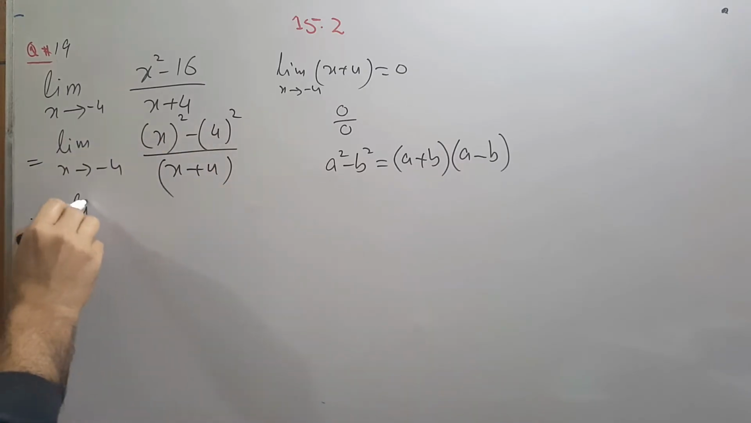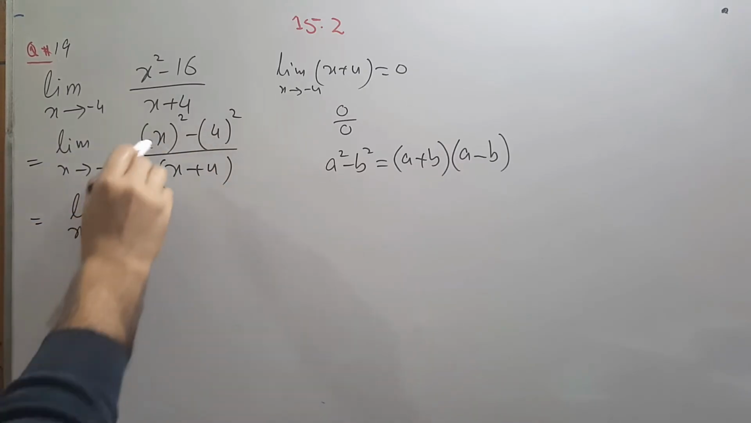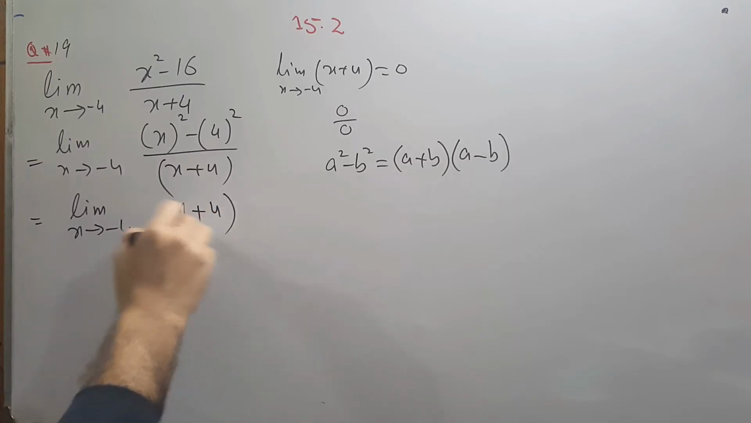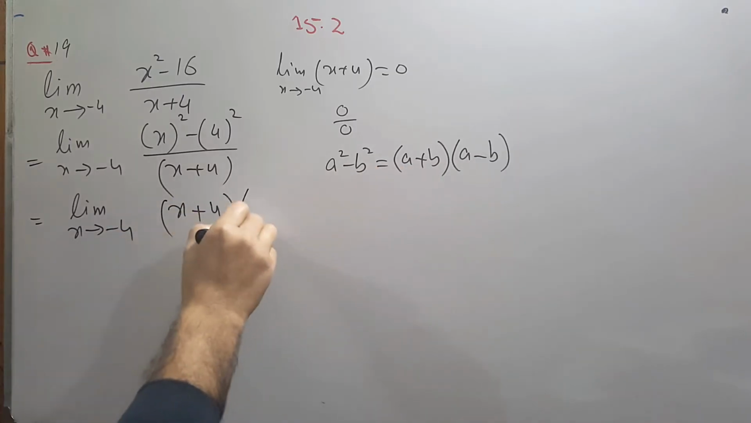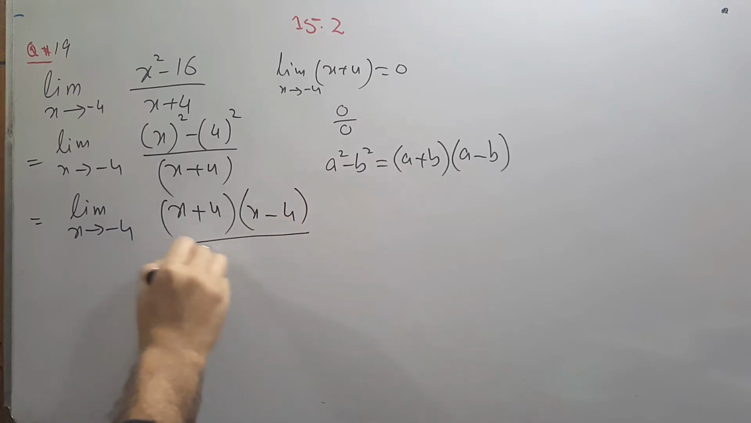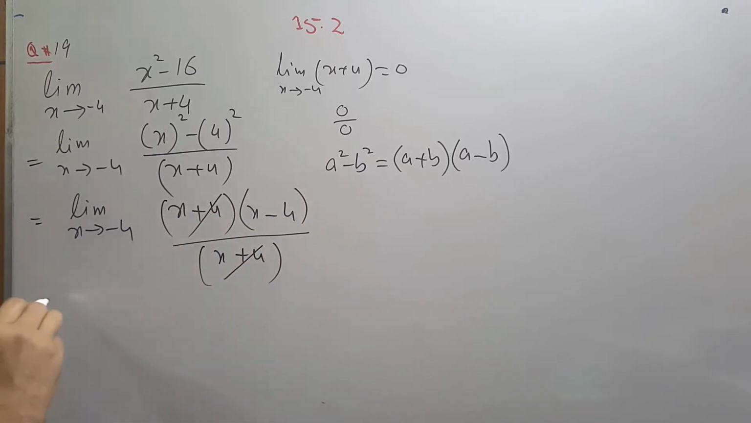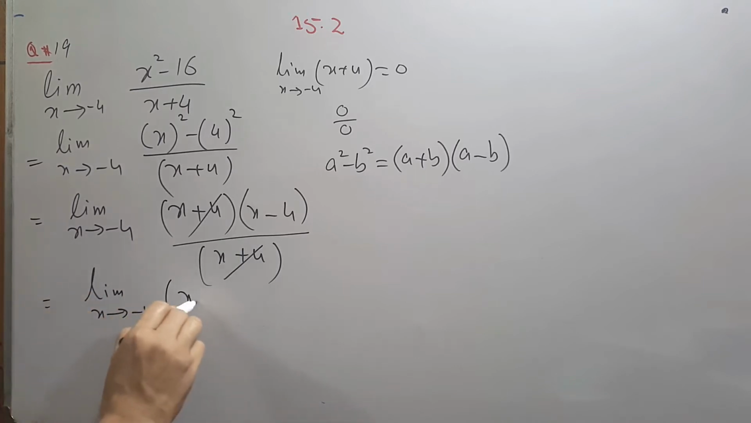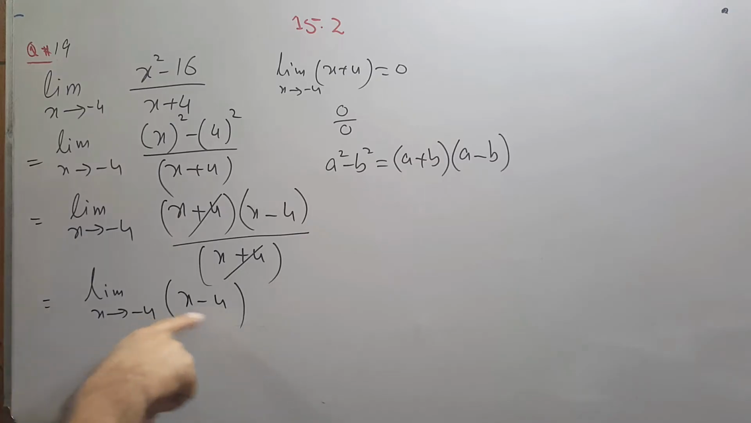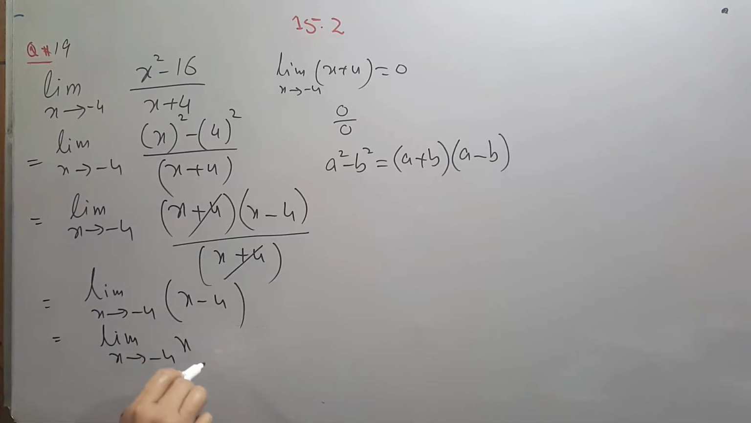So we can write this down as x plus 4, a plus b, and x minus 4. Now we can see that this will cancel with this one. So you are left with only the limit as x approaches minus 4 of x minus 4, which is a very simple one. So you apply the limit on this one. So we apply the limit x equals minus 4 on the x one.